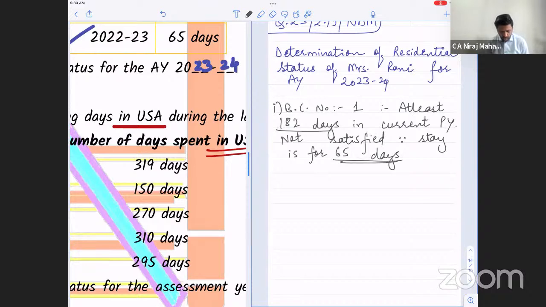So I hope you're understanding what I'm doing. I'm underlining the numbers importantly: what is required and what is given. So it is quite simple to understand, even for the paper checker, that you have understood the concept.